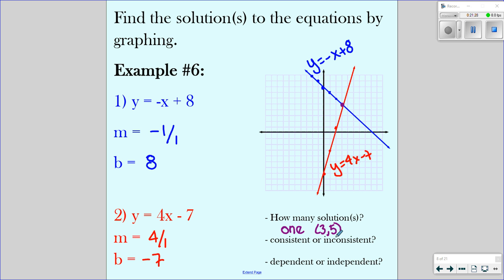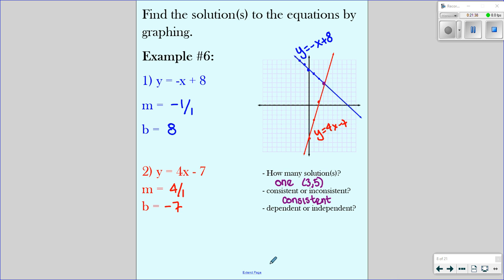And is it consistent or inconsistent? It's consistent because they are agreeing upon one thing. It's at one point. And is it dependent or independent? It's independent because they're coming from different locations, but they're coming to one point where they have something in common, and then they go off onto their own way.